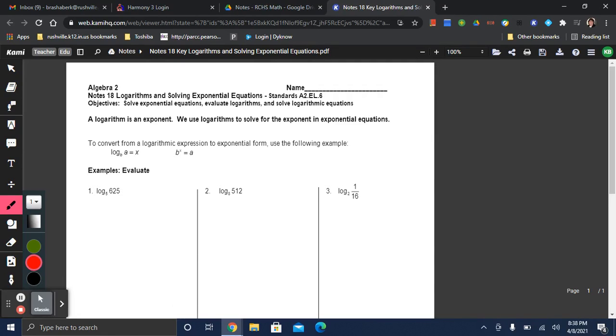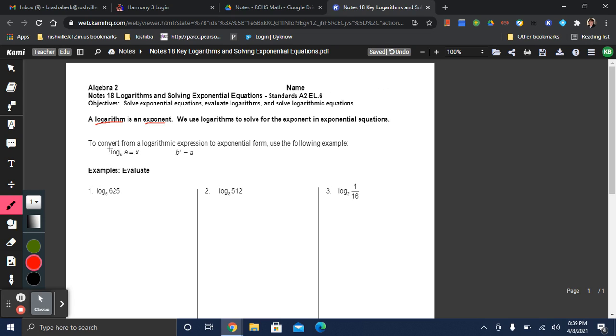Hello students, welcome back. Today we'll be working on solving exponential equations with logarithms. So I want you to know a little bit about logarithms. First of all, a logarithm is an exponent. And whenever you have to solve an equation where the variable is the exponent, you can use a logarithm.